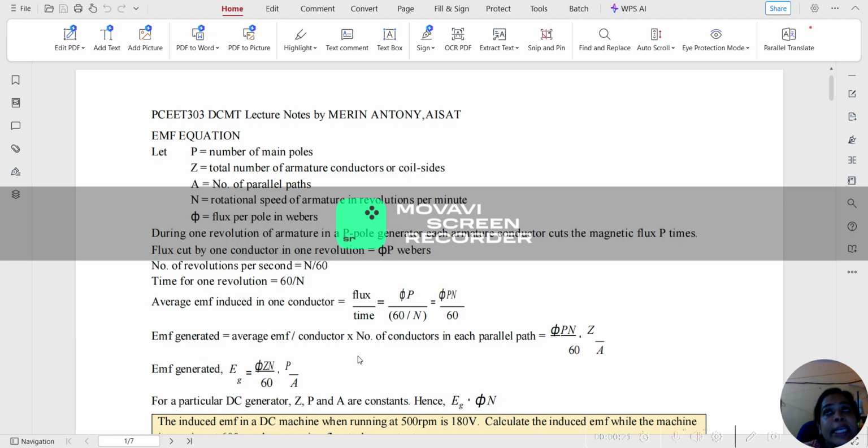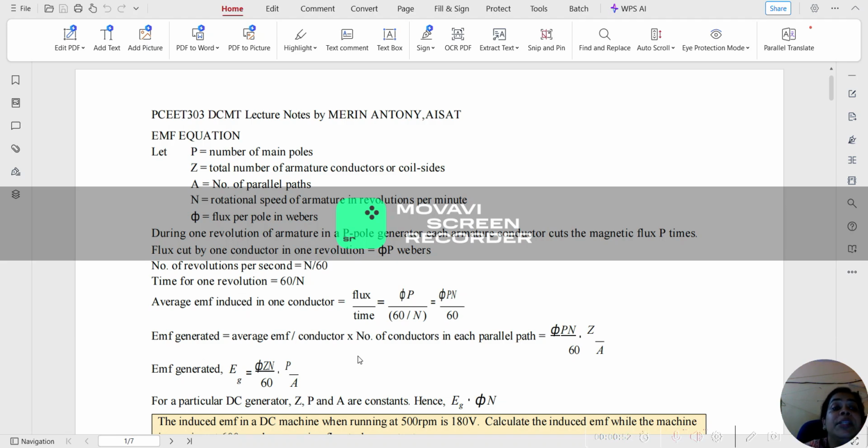In order to find the EMF equation of a DC generator, we first have to know some of the terms we will be using to denote the number of poles, the number of conductors, parallel paths, etc. Let us consider P as the number of poles, main poles, not interpoles. It is the number of main poles. And we will consider capital Z as the total number of armature conductors.